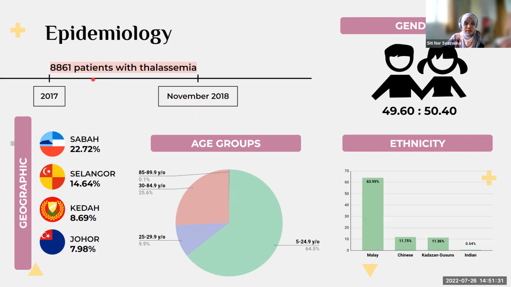So they recorded 8,861 patients with thalassemia. For the gender distribution, the men to women ratio is almost equal. For the geographic distribution, most patients with thalassemia came from the state of Sabah, followed by Selangor, Kedah, and Johor. For the age group, most patients came from the age group of 5 to 24.9 years old, and the number of patients decreases in the older age groups.